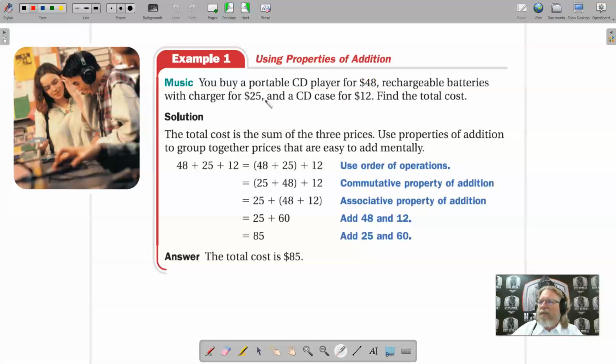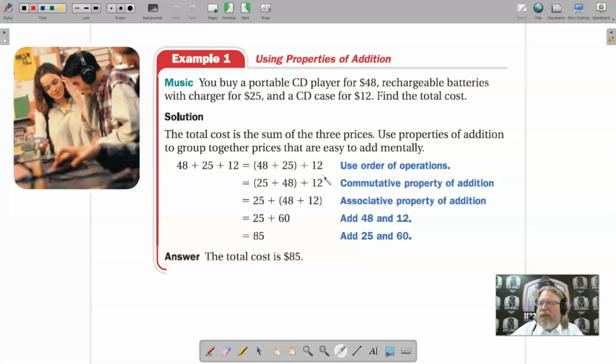So we have 48 plus 25 plus 12. We see that here, 48 plus 25 plus 12. Now, order of operations says that we have to first add the 48 plus the 25. But let's go ahead and use some properties to do some mental math, because as I look at this, I'm thinking that 48 goes with that 12 really nice. And if I added those together, then added the 25, it would probably help quite a bit.